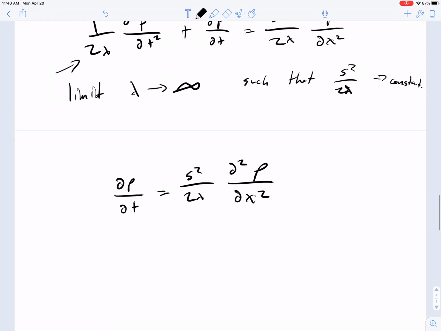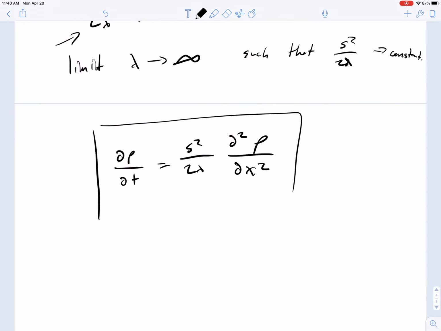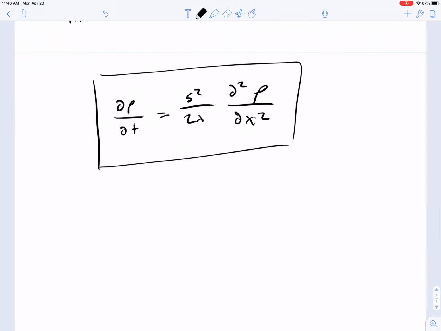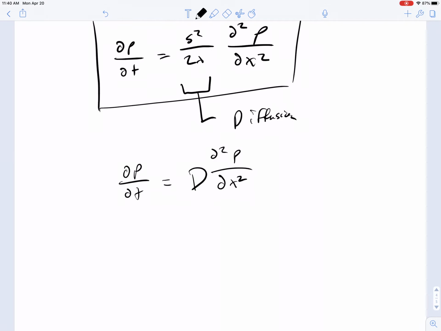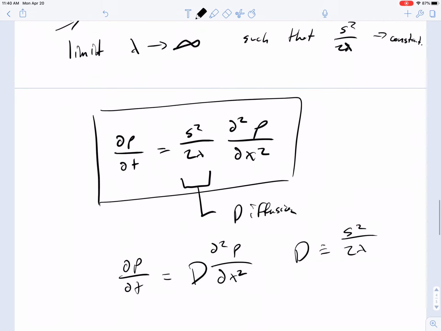This is pretty cool because we started with particles bouncing around, moving in different directions, and end up with an equation that looks like something we've seen before. So this right here is the equivalent of diffusion. So del p del t equals D del squared p del x squared, with D defined as this ratio of s squared, the speed squared, divided by 2 lambda.